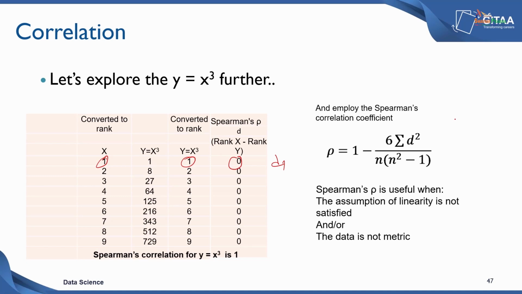As I said, there are certain data types, like nominal data, where you cannot use either Pearson's or Spearman's. You might have to use other association measures like Kendall's tau or chi-square. So those are measures of relationship or association between variables. We will look at them at a later date.